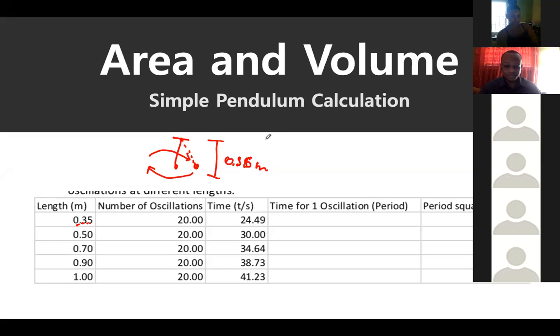All right, so if we have 20 oscillations, Tomlinson and Brianna, and we have a time of 24 seconds, how much time will it take to complete one? So we have 20 oscillations and it takes 24 seconds to complete all the 20. How much time would it take? I just need Tomlinson and Brianna to answer that.